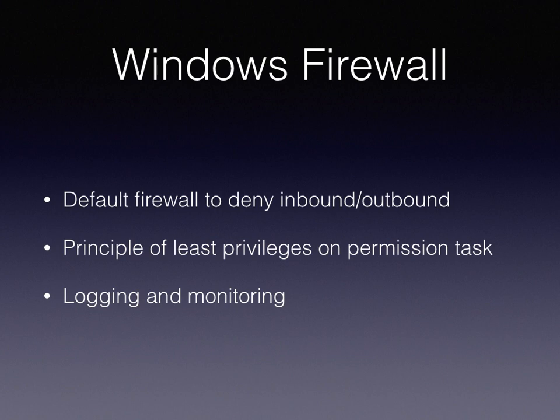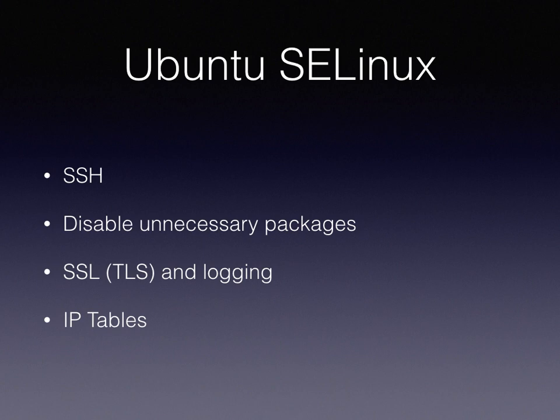And let's hop over to what Ubuntu has. Essentially, Ubuntu has SELinux, which is basically like a Security-Enhanced Linux. They do have a UFW firewall. It makes it easier, but in this case, we weren't using the UFW firewall.